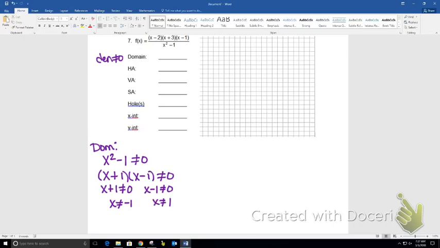So how do I write my domain? Negative infinity to -1, union, -1 to 1, union, 1 to infinity. Very good. Y'all don't forget that part. I'm noticing on some of the quizzes, y'all stop at x is not equal to -1 and x is not equal to 1. That's good for the work, but I want the answer in interval notation.